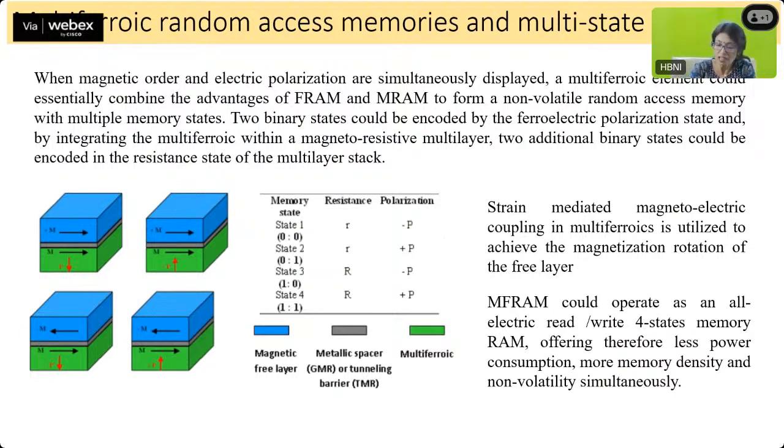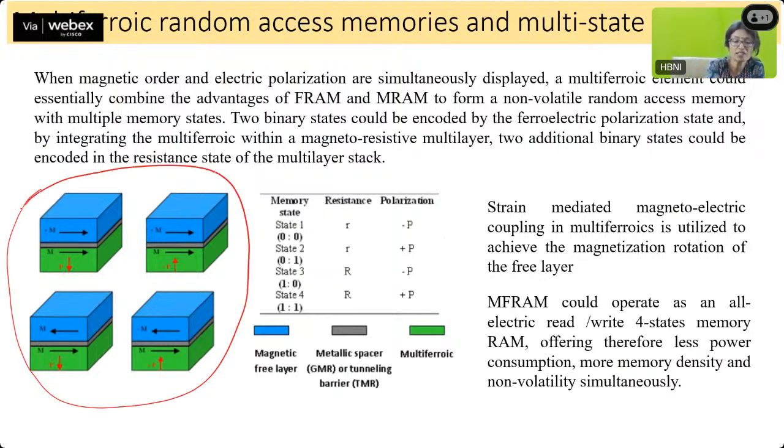So what is happening in a nutshell? It is shown in this particular plot. Whatever I am discussing right now is very nicely represented pictorially in this diagram over here. So you have one type of resistance, you have one type of polarization, another type of resistance, another type of polarization, and if the resistance varies, the polarization varies. So four different states are possible.